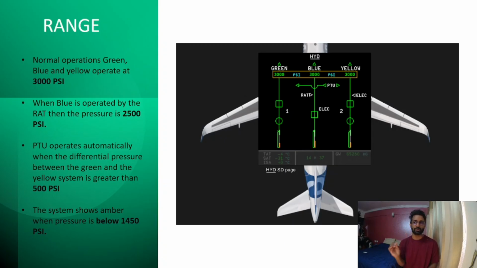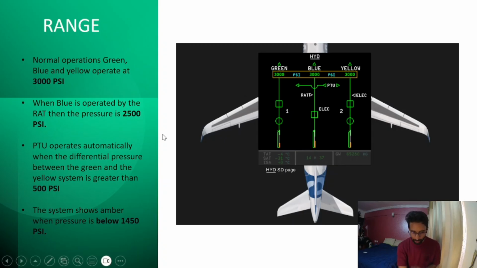So you don't really want it to operate when there is, say, a 100 psi difference, where one is 3000 and one is 2900. It will only operate when the pressure difference between the systems is 500 psi. So if the green went to, say, 2200 psi and the yellow is at 3000 psi, then the PTU will transfer that.